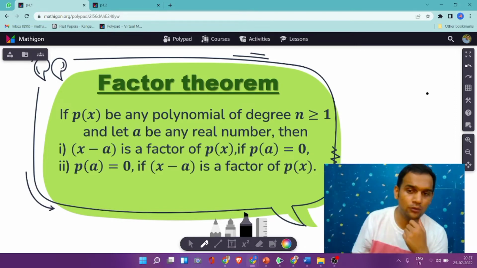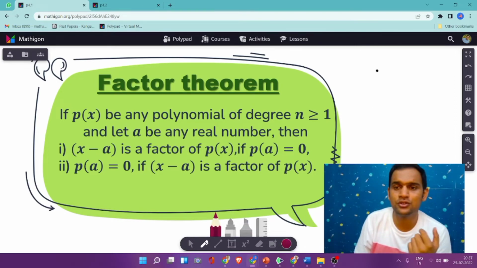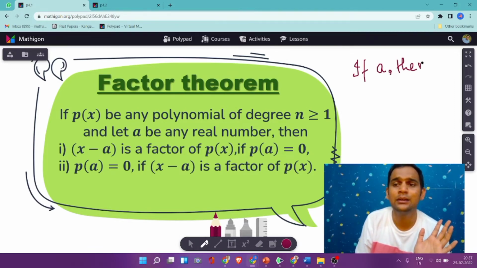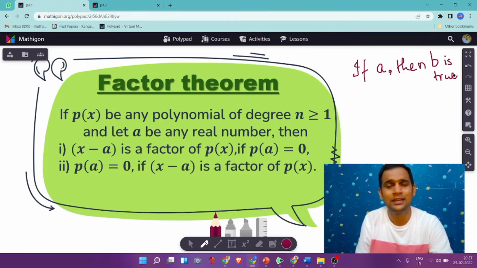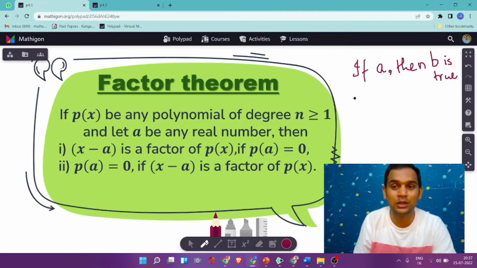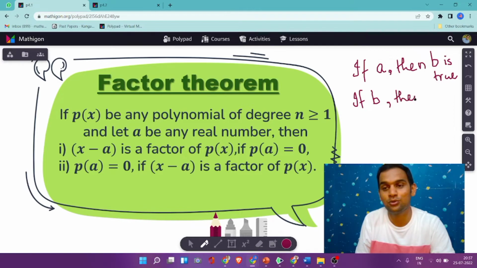What is the meaning of the converse of a statement? Suppose you have a theorem which says, if statement A is true, then B is also true. Now the converse of this will be, if B is true, then A will also be true. I hope you have understood the meaning of converse.